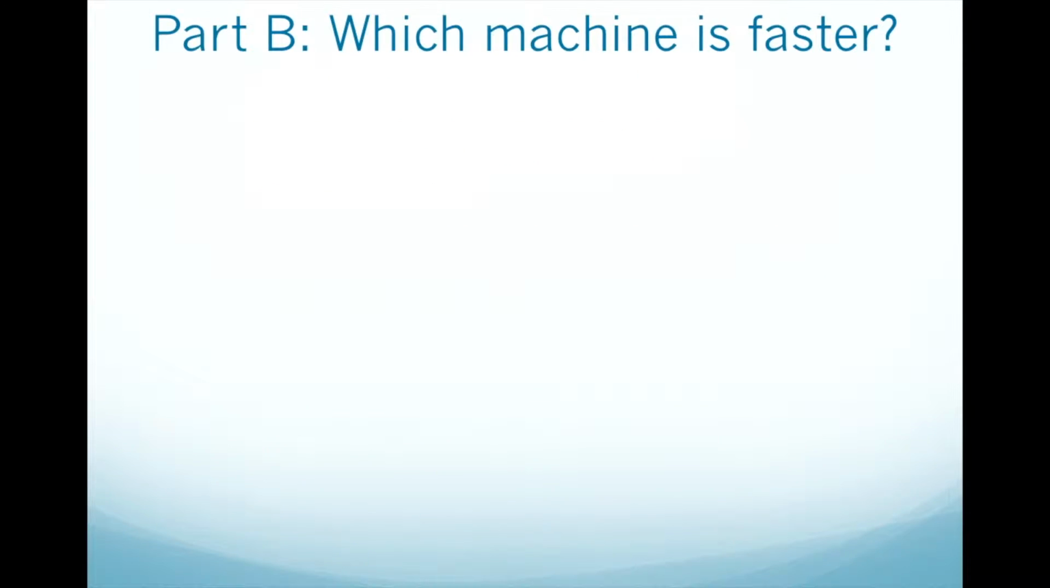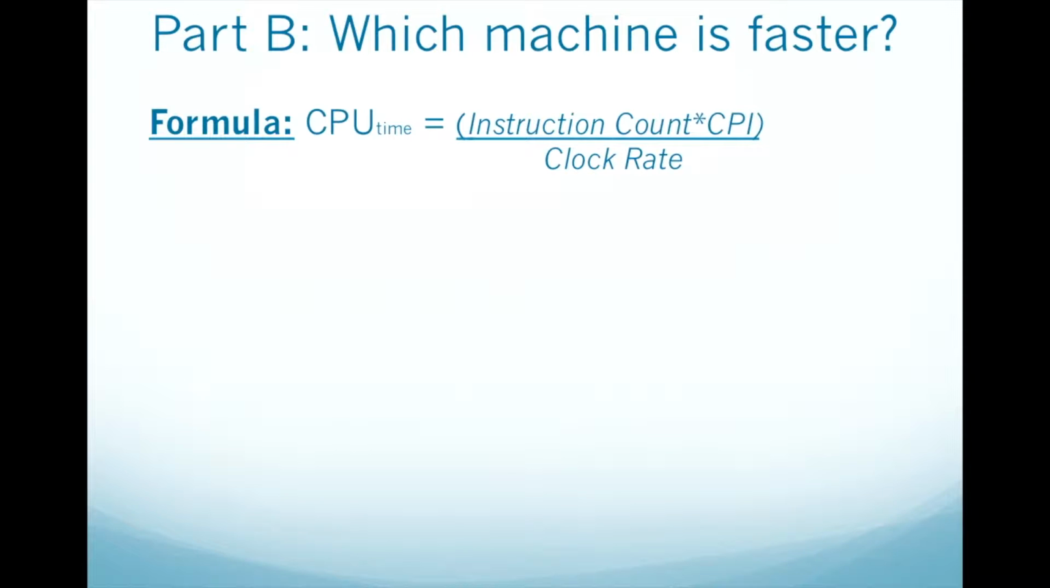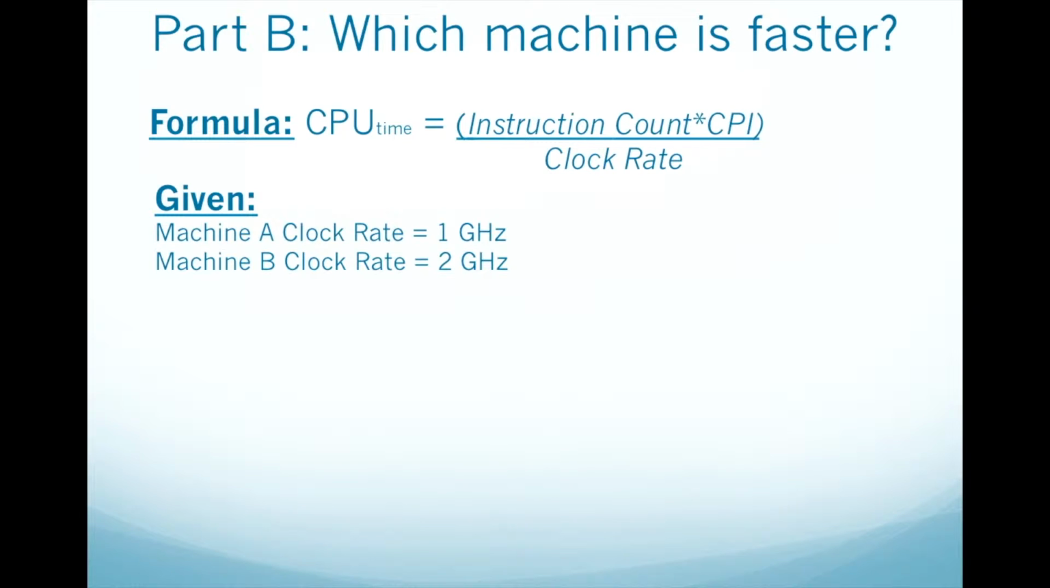So now let's look at part B, which machine is faster. There's also a formula for that. To get the CPU time, you do the instruction count times the CPI divided by the clock rate. This is what was given in the problem. Machine A's clock rate was 1 gigahertz, and machine B's clock rate was 2 gigahertz. From part A, we already know the CPI of A is 1.235 and the CPI of B is 1.37. Then after that, we just plug into the formula.